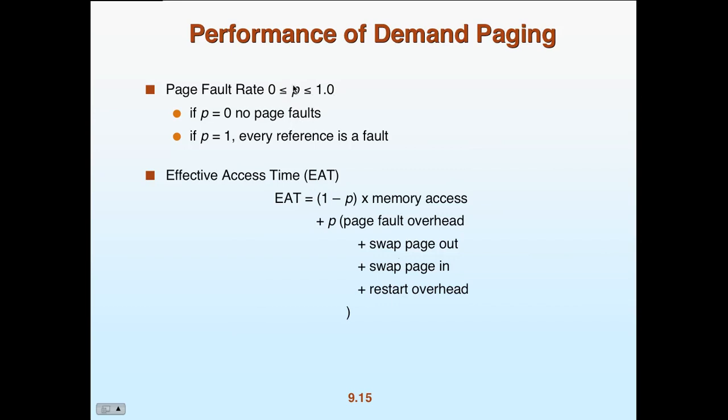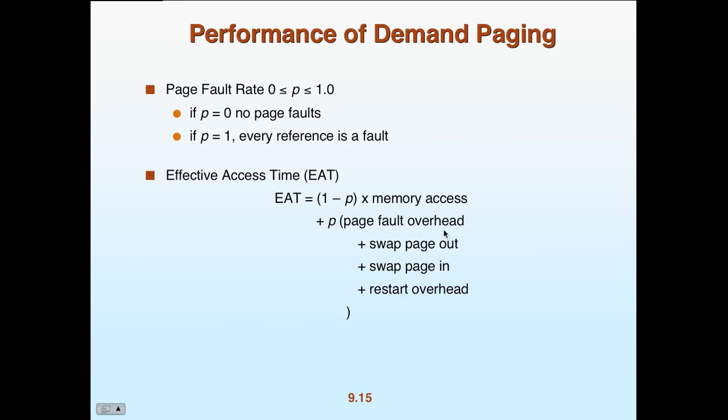Here we have 0 ≤ P ≤ 1.0. If P is equal to 0, there are no page faults. If P is equal to 1, every reference is a page fault. So it's going to range from 0 to 1, and we want it to be 0. We want it to be empty. Because we have what's called the effective access time, or the EAT, which is equal to (1 − P) × the memory access time plus P × the page fault overhead.